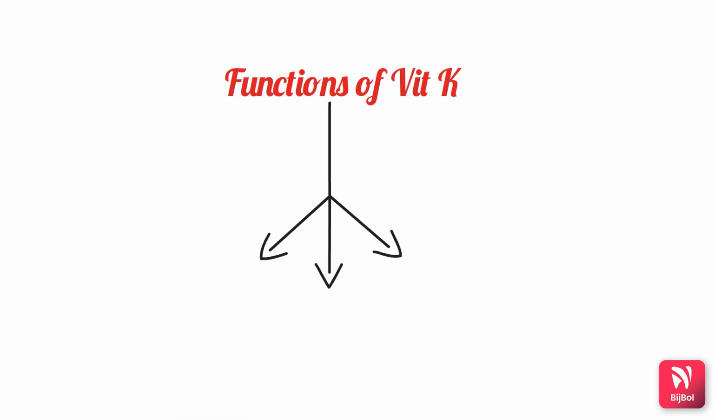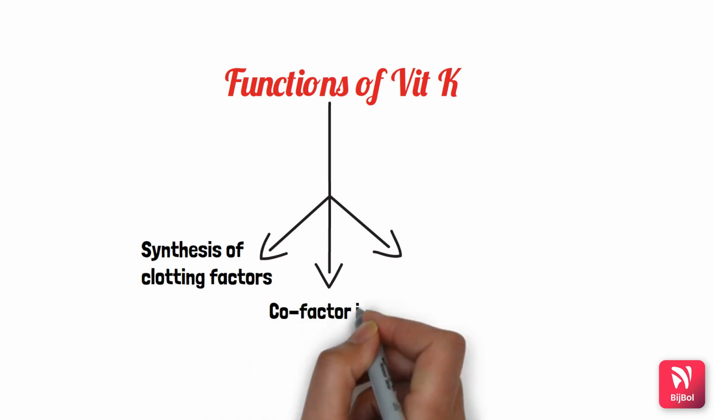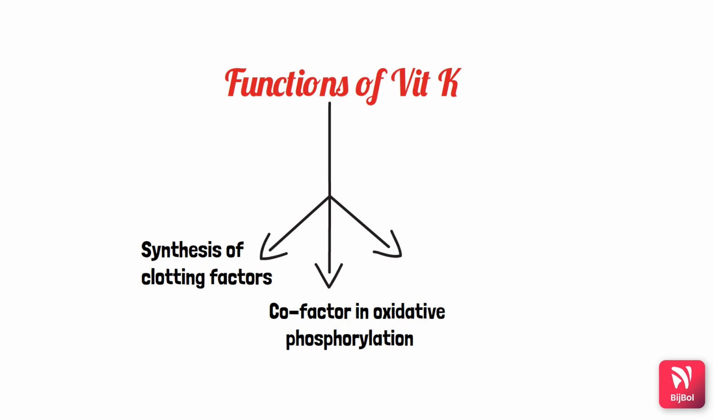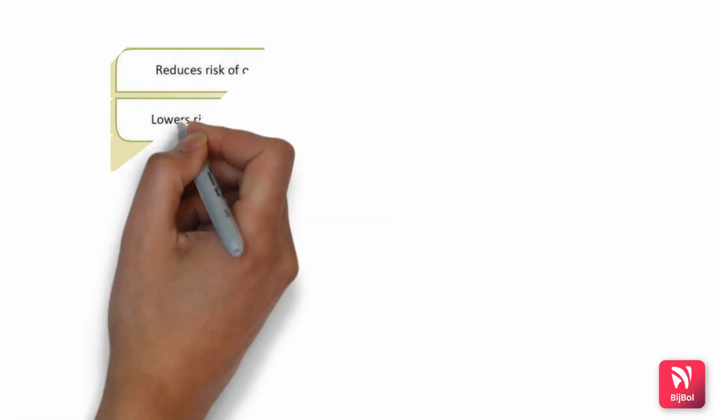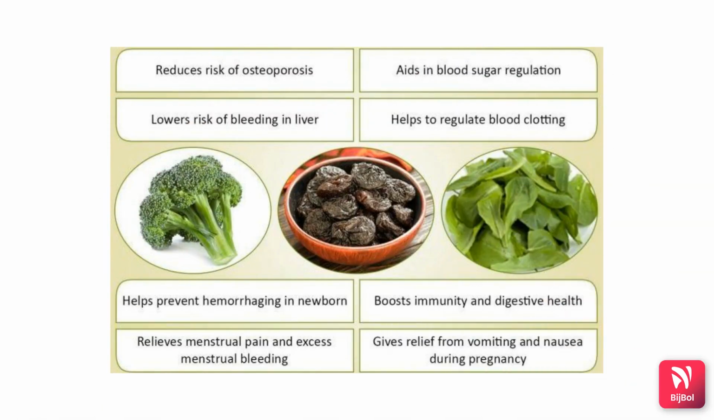Now let us discuss the functions of vitamin K. The most important function of vitamin K is that it is helpful in the synthesis of the clotting factors. It acts as a cofactor in oxidative phosphorylation, and also it helps in blood clotting. Apart from these functions, vitamin K also reduces the risk of osteoporosis, lowers the risk of bleeding in the liver, helps prevent hemorrhaging in the newborn, relieves menstrual pain and excess menstrual bleeding, aids in blood sugar regulation, helps to regulate blood clotting, boosts immunity and digestive health, and gives relief from vomiting and nausea during pregnancy. So this is it about fat soluble vitamins.